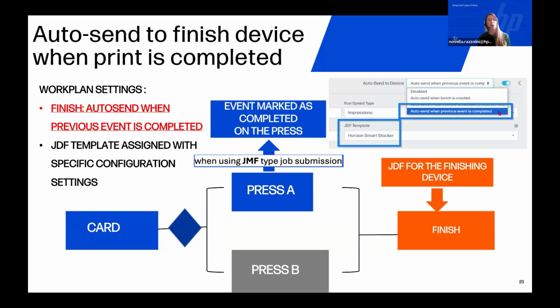Right. For the first option, so when we auto-send to the next physical device, there are 2 important settings to have in the work plan. The first one is the auto-send when the previous event is completed, which needs to be on the second event of the work plan. Here we call it finish. It's marked in orange. And the second point is that the JDF assigned in the second step of the work plan needs to have a specific configuration to trigger the send to the finish device. And Chad will be showing these settings later.